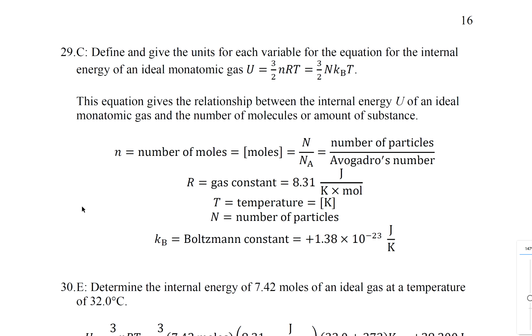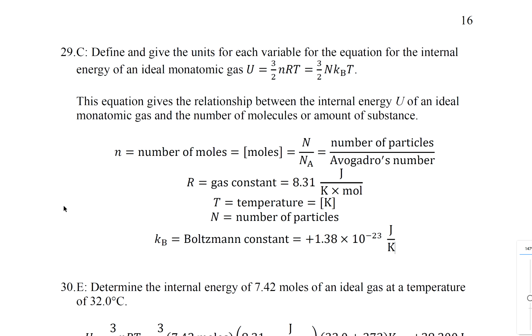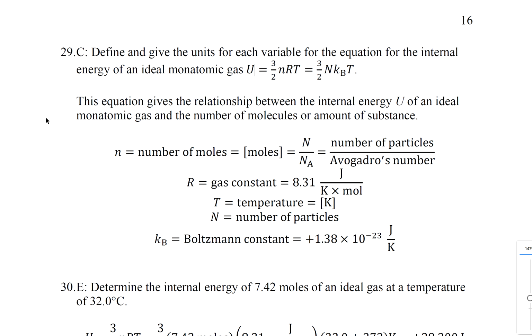Question 29. Define and give the units for each variable for the equation for the internal energy of an ideal monatomic gas. This equation gives a relationship between the internal energy U of an ideal monatomic gas and the number of molecules or amount of substance. So here I'm just going over what each variable means. So the important thing to learn from this question is U equals internal energy of an ideal gas.